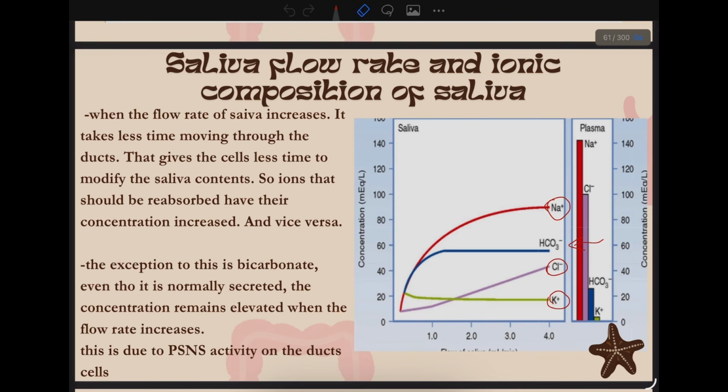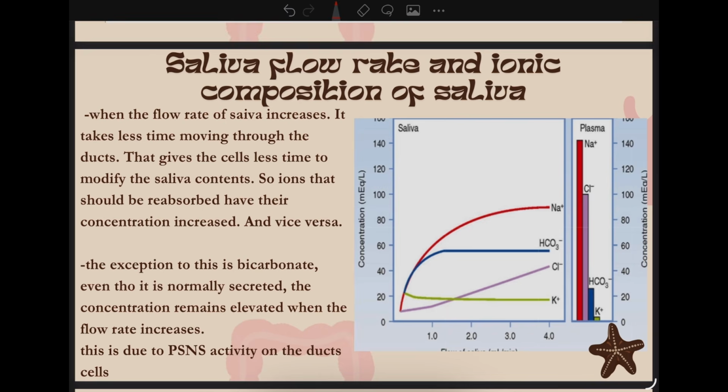Now, this is a very important concept to grasp, which is the flow rate of the saliva and the ionic composition. When you increase the flow rate, which, by the way, happens mostly by parasympathetic activity, rest and digest, what we mean is that it will be flowing through the ducts very fast. So that leaves the cells with less time to modify it. For example, if it had 10 seconds to modify the saliva before it was secreted, now it has 2 seconds because it's moving fast. Does that make sense? Okay.